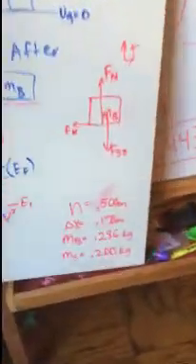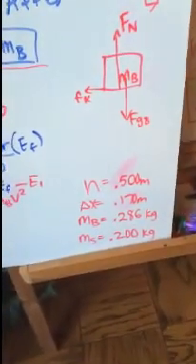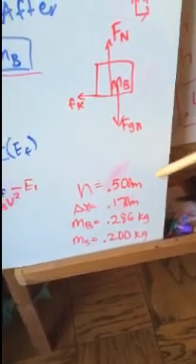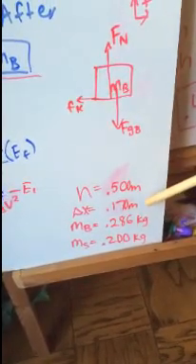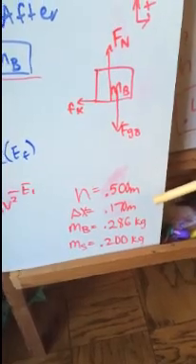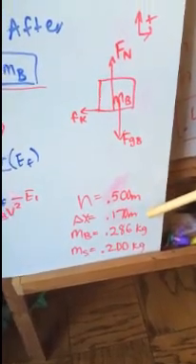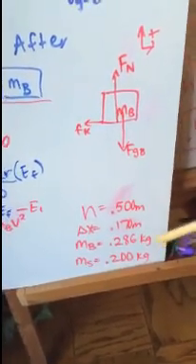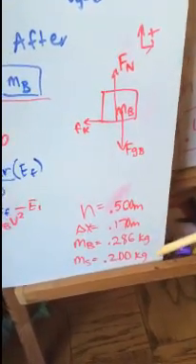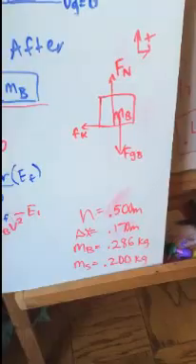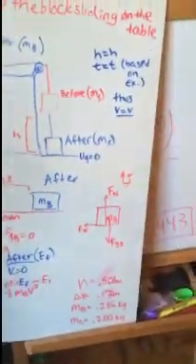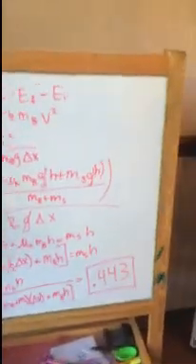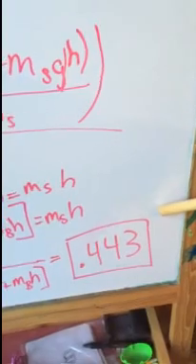Then we used our measured variables, which were the height that the sample mass fell, 0.5 meters. The distance the sliding block traveled after the sample mass hit the floor was 0.17 meters. The mass of the block was 0.286 kilograms, and the mass of the sample mass was 0.200 kilograms. And once we plugged all that in, we got a coefficient of friction equal to 0.443.